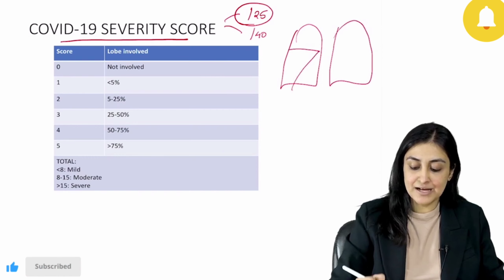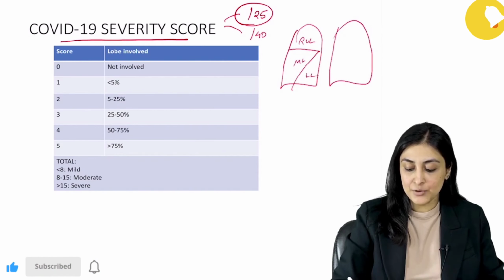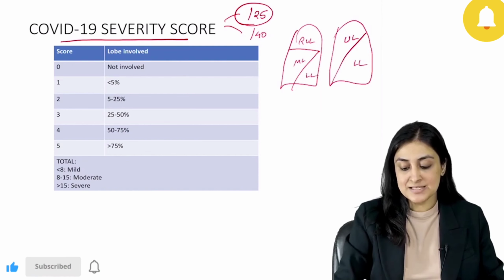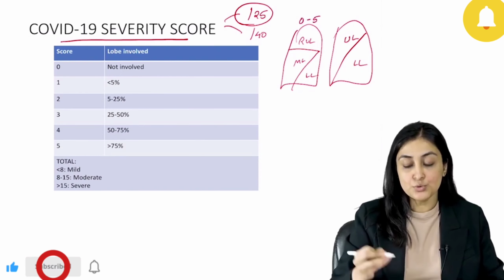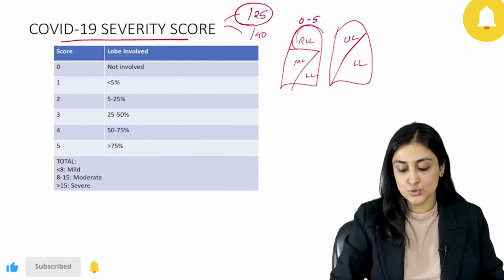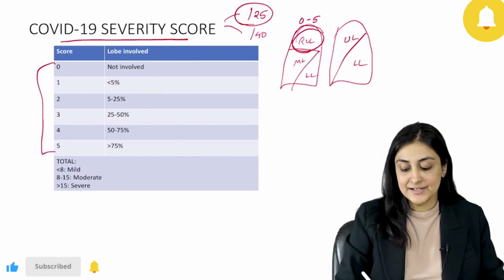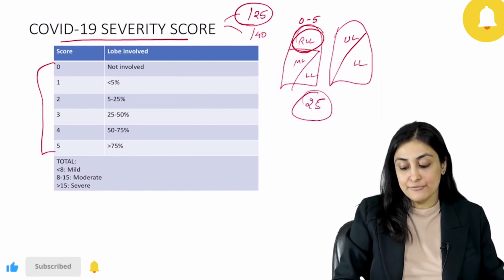So in the right lung, we will have the 3 lobes: right upper lobe, right middle lobe and the right lower lobe. And on the left lung, we'll have the upper lobe and the lower lobe. Each of these lobes is given a score in the range of 0 to 5 based on the involvement. And then we add it up to get a total score of 25.